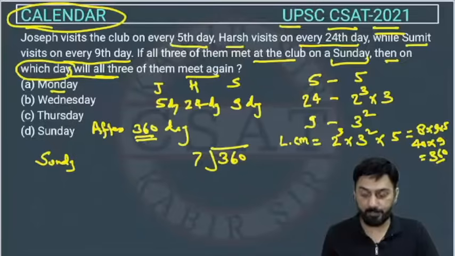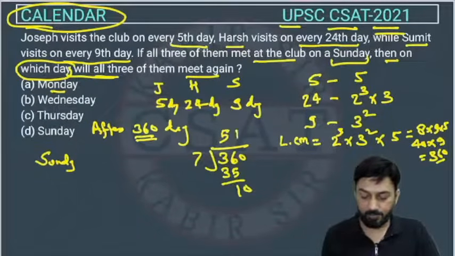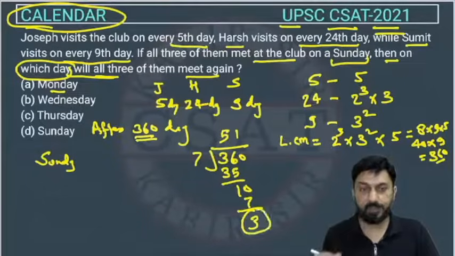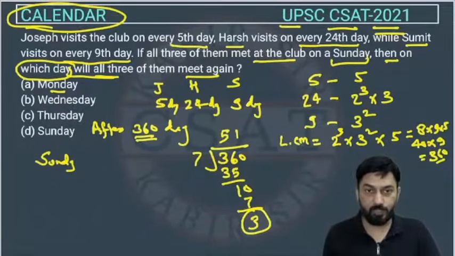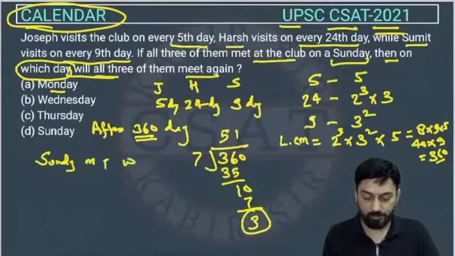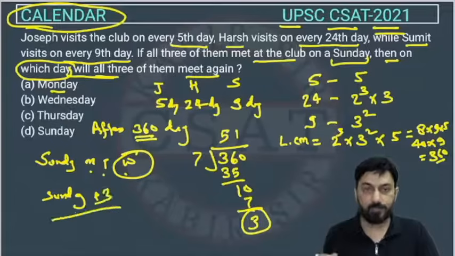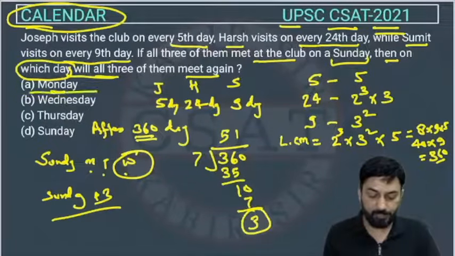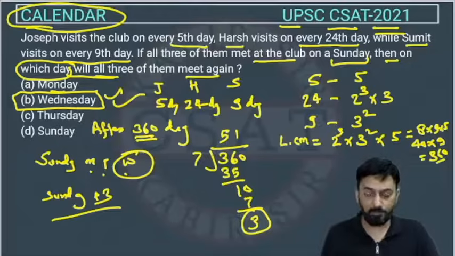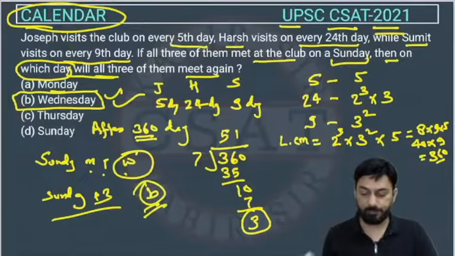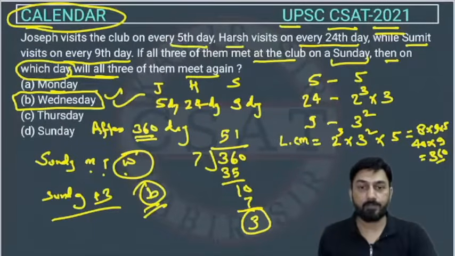So we will divide it by 7. 7 5s are 35, and the remainder is 3. So the odd days are 3. It means Sunday plus 3: Monday, Tuesday, Wednesday, 1, 2, 3. We have to do Sunday plus 3 because there are 3 odd days. So they will meet again on Wednesday. So the answer of this question is option B.